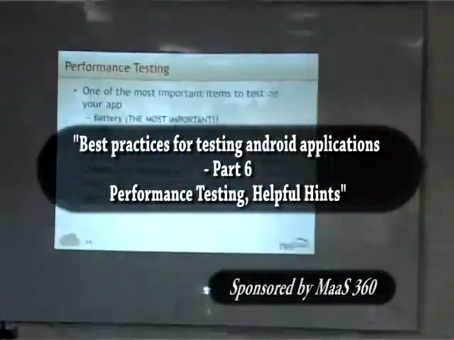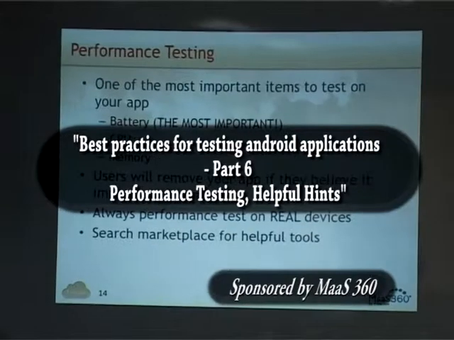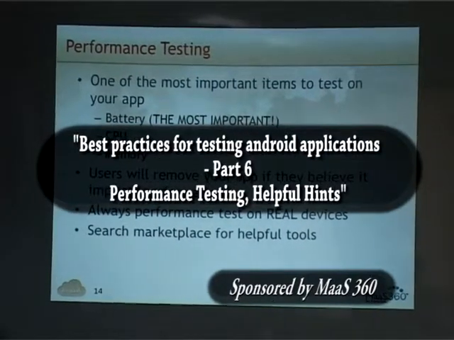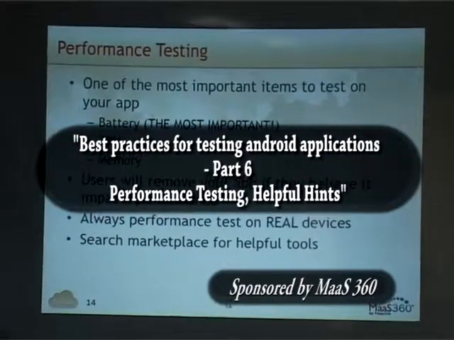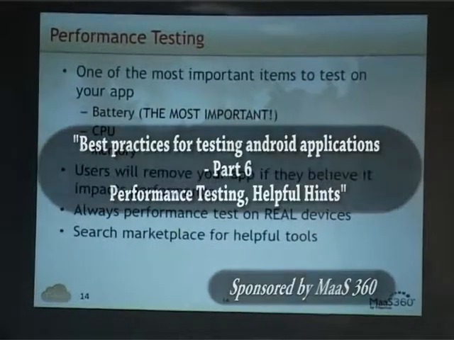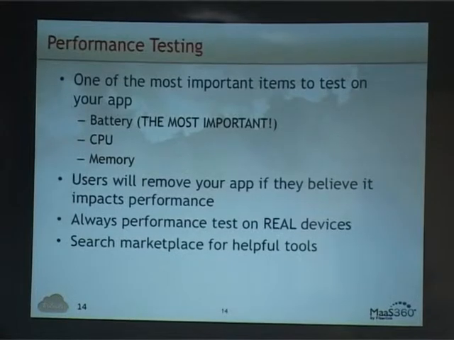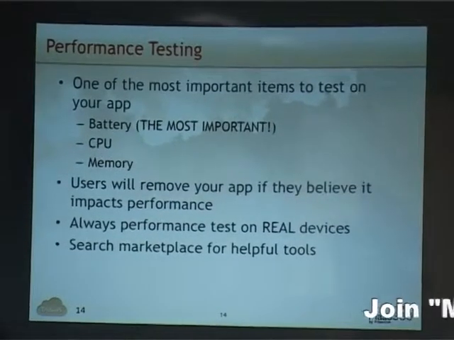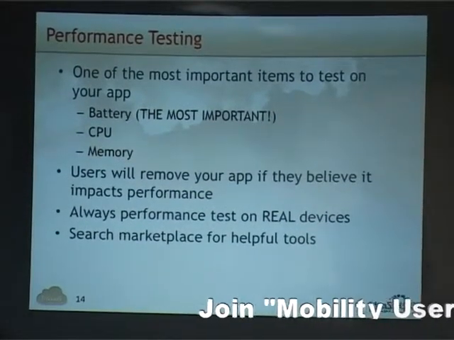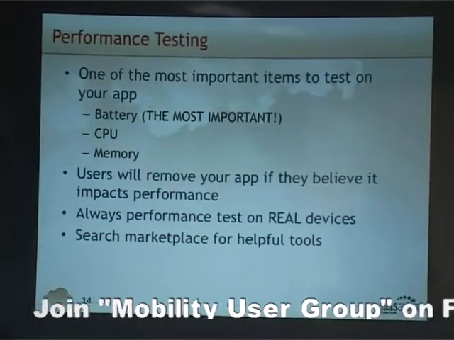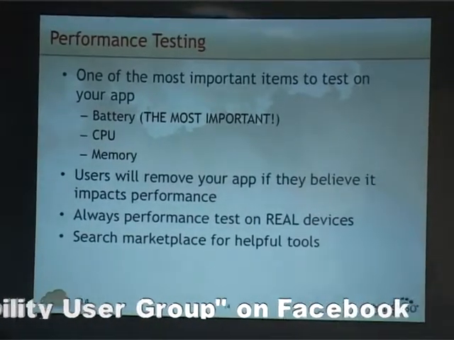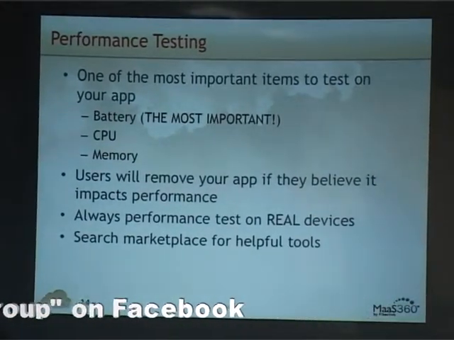Okay, so we've already talked about this a lot, but I just put an extra slide in here on performance testing. One of the most important items to test on your app: battery, the most important, right? User perception: you're killing my battery, you're off. I don't want you on my device anymore. Be aware of battery as the most important performance testing item to look at, followed by CPU, memory, and I forgot network utilization on this tab, which I mentioned earlier. I would put it as number 4, right? Possibly increasing.